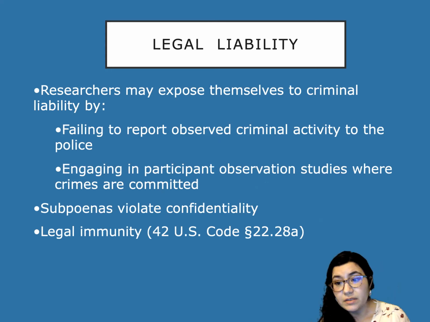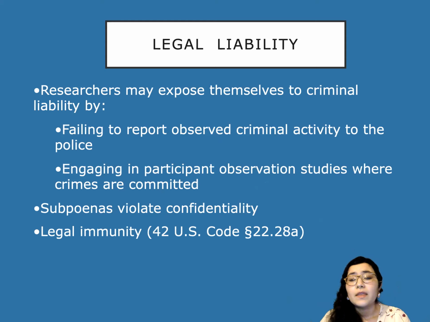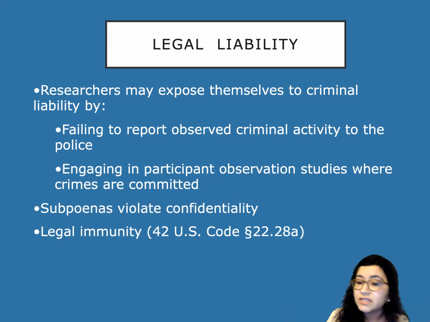Legal liability is really important, especially in criminal justice research. So you can't fail to report observed criminal activity to the police. And it's difficult when crimes are being committed because you have to sort of report those. It's not like we have legal immunity in a way. So we also have to make sure that we're planning ahead and recognizing if there are instances in which we will be seeing people who are committing crimes and what we would do in that particular instance.